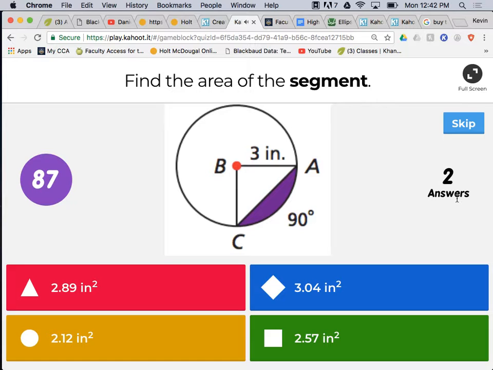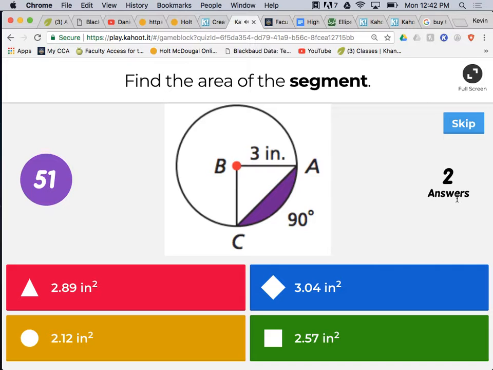I got 2.35. To get the sector, you get the sector first, which is what we just learned. So it's pi times 3 squared times the angle, 90 over 360. I got 2.35. So the sector is 7.07. So you write that down.